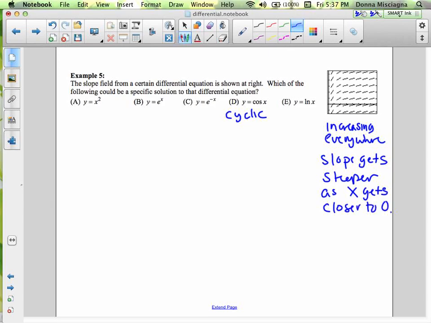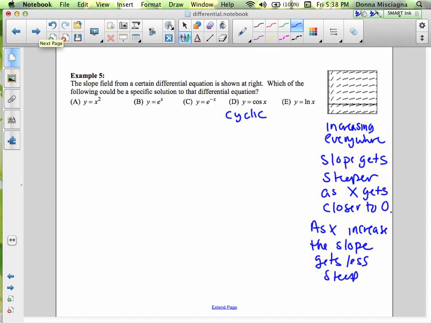That's what I notice. All right, so notice how this, as x increases, the slope gets less steep. So just noticing, what do you see in the picture?